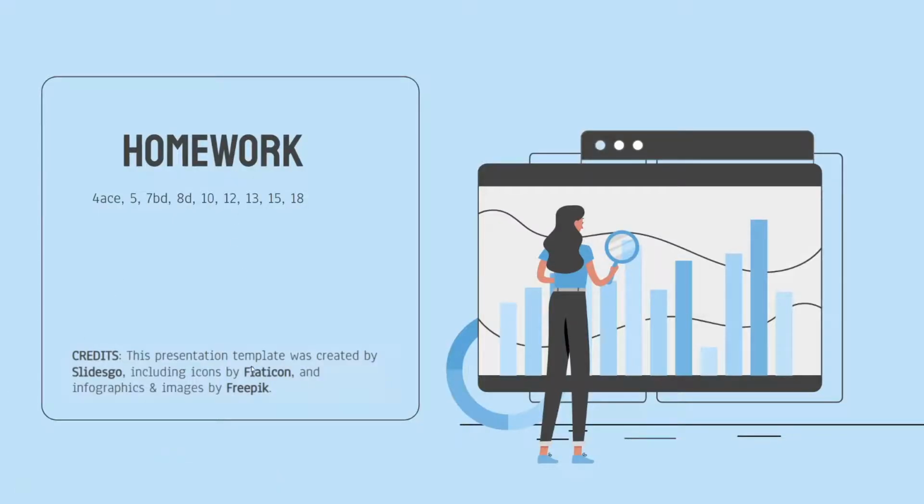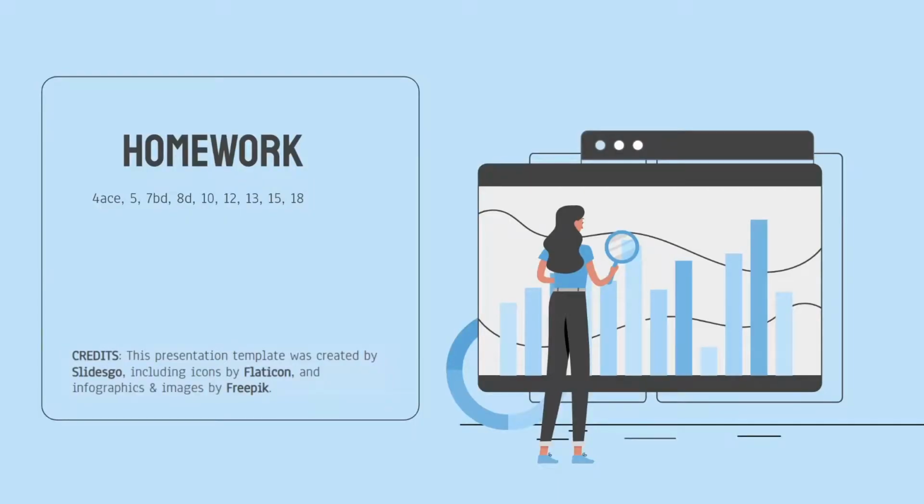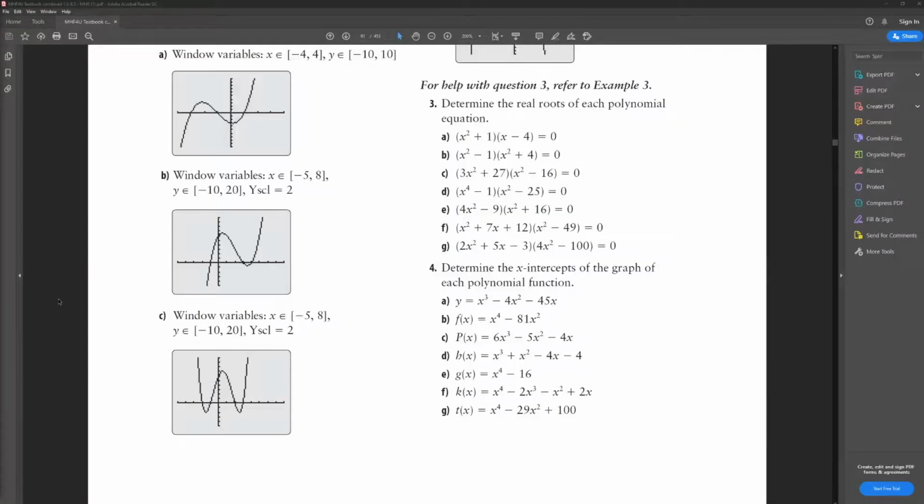Okay, again, this is the homework for today. What I would like to do is actually quickly go over what those questions are, rather than just solve them. I'll give you the strategies to solve them, but you can do it yourself. So let's look at them now. Okay, so for the homework, I've assigned 4a, c. Determine the x-intercepts of the graph of each polynomial function. So we have y equals that, p of x, and g of x.